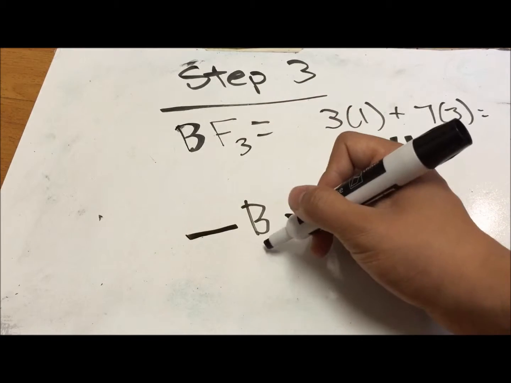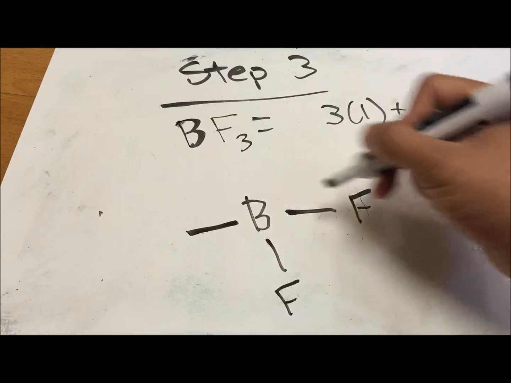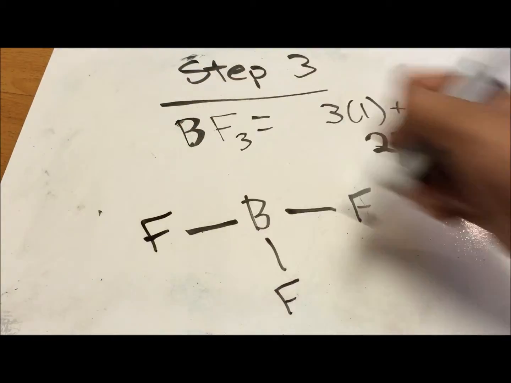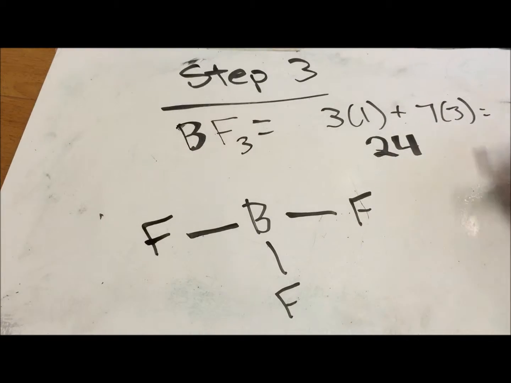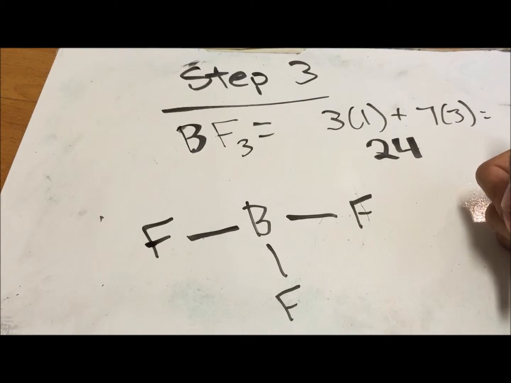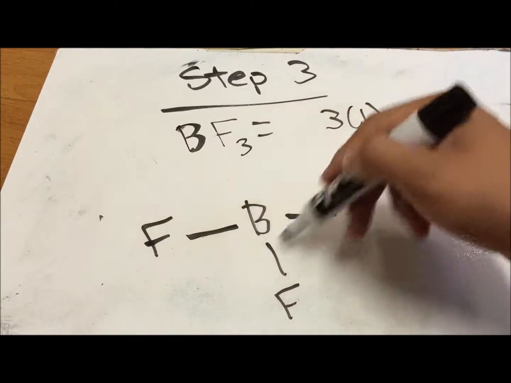So also remember the exception is that boron will bond with less than the octet rule. So it will not have a total of 8, but it will have a total of 6 electrons. So now we're going to bond fluorine to each one with a single bond. Boron is already complete because it has 6.